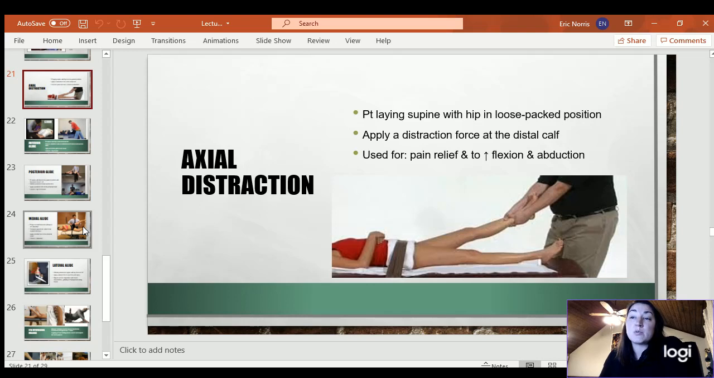What we use this for, this can be pain relief. It can help the patient relax, to do other techniques, and it can also increase flexion and abduction. Both of those would require somewhat of an inferior glide as they go towards the last degree superiorly. And so it can help with stretching the inferior capsule to help with flexion and abduction.